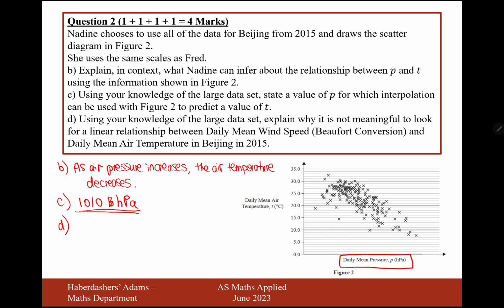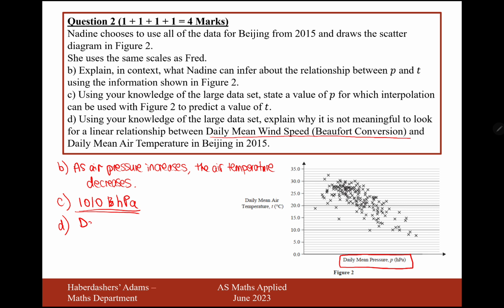Moving on to part D, use your knowledge of the large dataset to explain why it's not meaningful to look for a linear relationship between daily mean wind speed, i.e. the Beaufort conversion, and daily mean air temperature in Beijing in 2015. Well, the daily mean wind speed, i.e. the Beaufort conversion, is words. It's like breezy or light wind or strong wind or very strong wind.